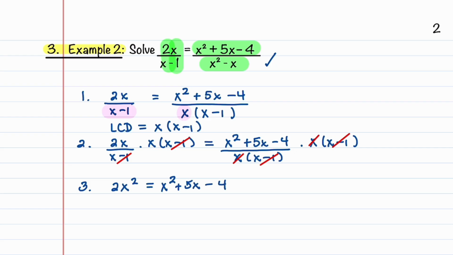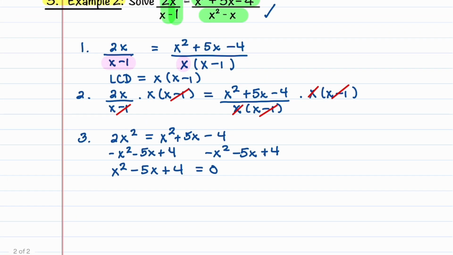To solve this equation, I am going to pull everything to the left-hand side. We're going to add minus x squared minus 5x plus 4 on the left, and then minus x squared minus 5x plus 4 on the right. On the left, then, we get 2x squared minus x squared, which is x squared, and then we have a minus 5x plus 4, and then on the right, we have 0.